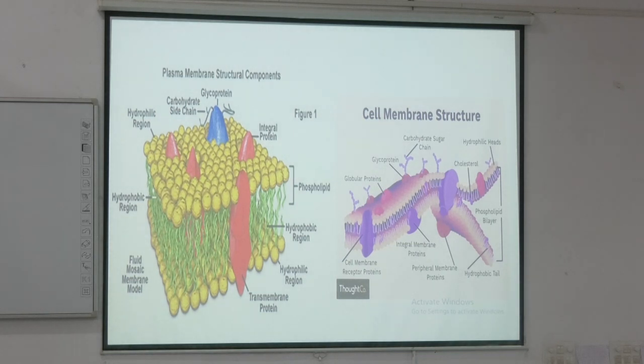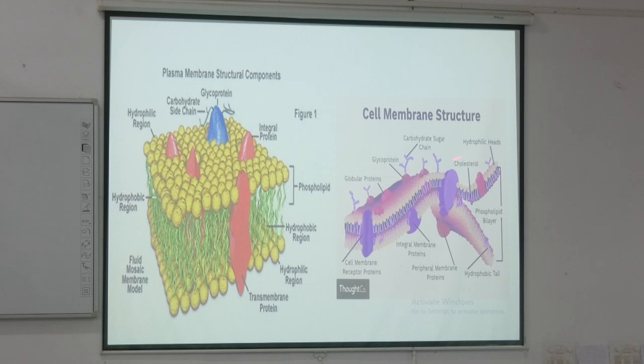Okay? Now this is the structure of the plasma membrane components, the fluid mosaic model. We already discussed all these things. Glycoproteins and globular proteins are present. Why is it called globular protein? Globular just refers to the shape of the protein. On the basis of shape, proteins can be divided into fibrous proteins, spindle shaped proteins, and globular proteins like myoglobin and albumin. Okay? So don't confuse it.